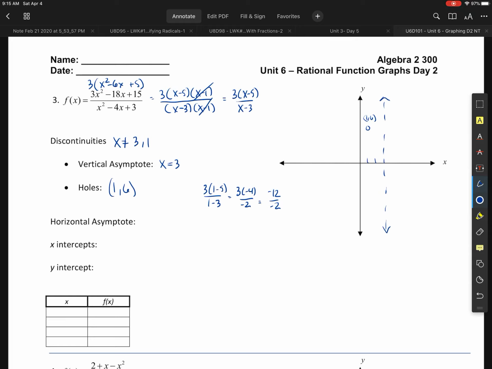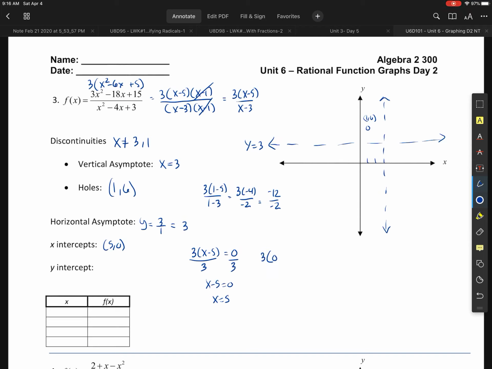All right, horizontal asymptote. Well, we look at our degrees. They both have a degree of 1. So it's the ratio of our lead coefficients, which is 3 over 1, which is 3. All right, so here's my horizontal asymptote coming through. y equals 3. What is my x-intercept? Well, I set my numerator equal to 0 and solve. Divide by 3 gives me x minus 5 equals 0, x equals 5. So my x-intercept is (5, 0).